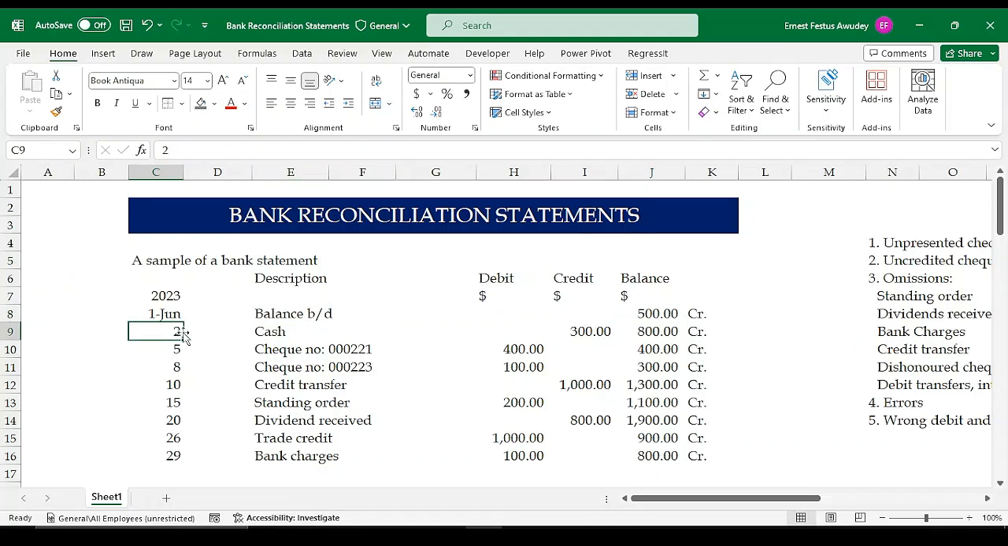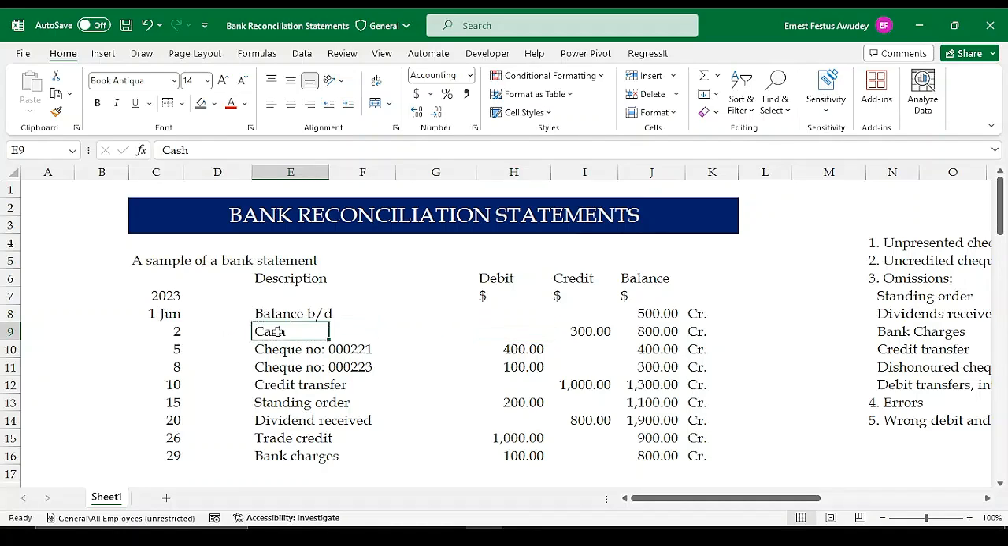And then on 2nd June, we deposited cash of $300. And whenever there is a lodgement or deposit or a receipt into your bank account, it is credited. Whenever there is a payment out of your bank account, it is debited. So that's the difference. Whenever there is a transfer into your bank account or a receipt into your bank account, it is credited, whilst all payments from your bank account are debited. So you should know that.